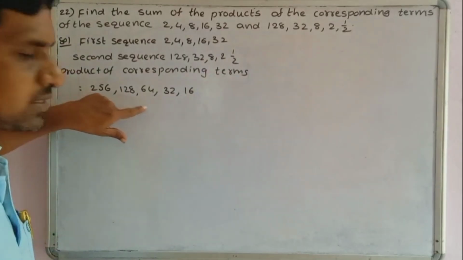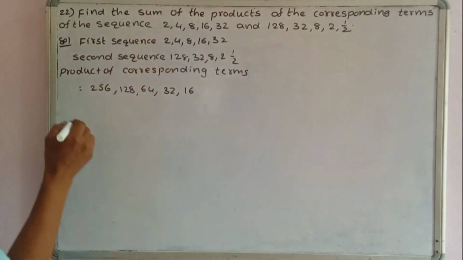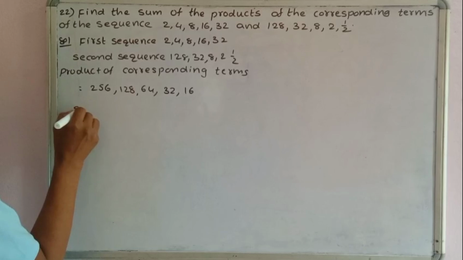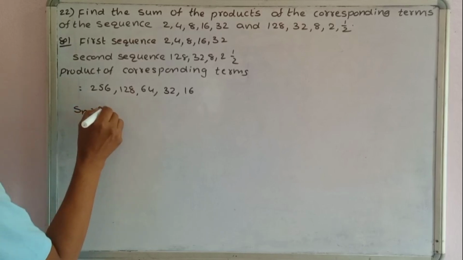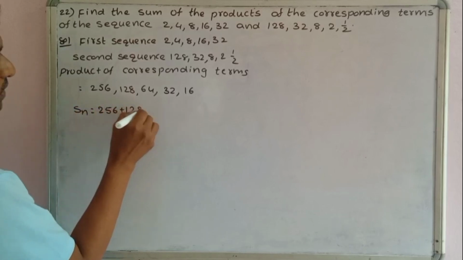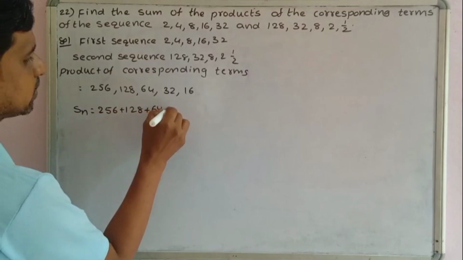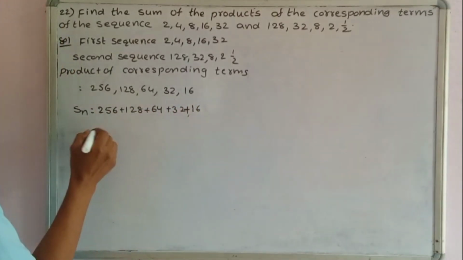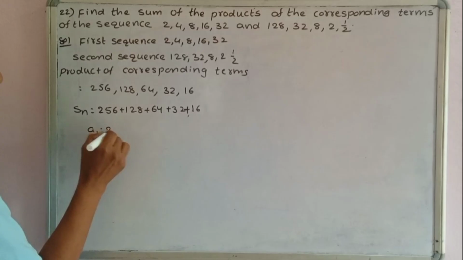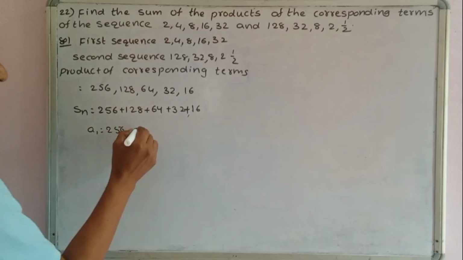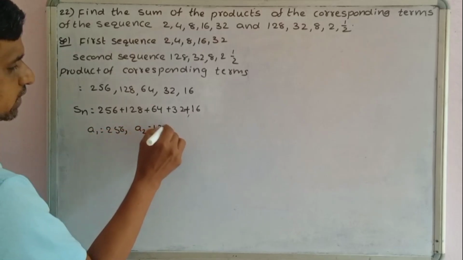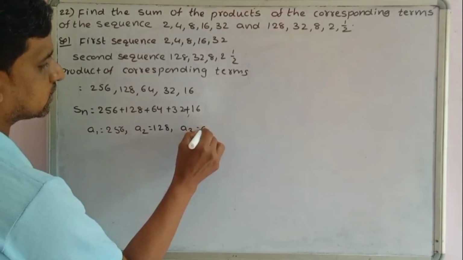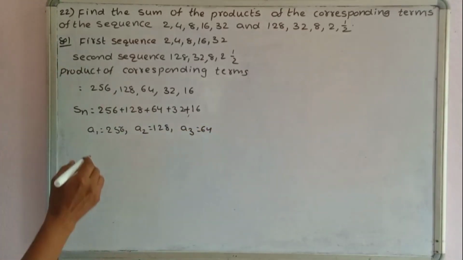Now we will find the sum of these terms. Okay, see, first the sum means Sn. Sn equals 256 plus 128 plus 64 plus 32 plus 16. Here A1 equals how much? 256. A2 equals 128. A3 equals 64.